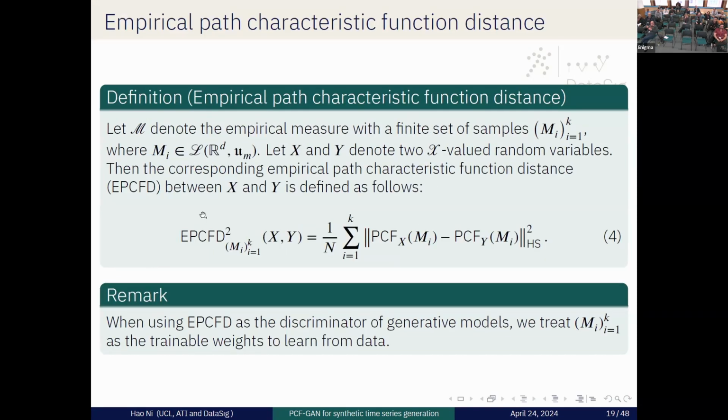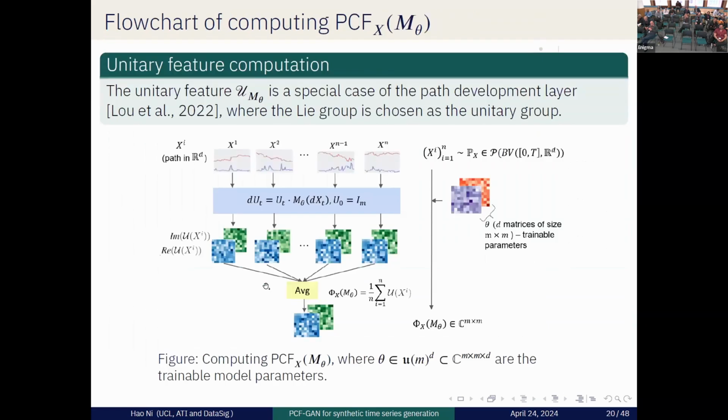Similar to before, we will use the empirical measure to approximate this random variable by a finite set of samples. It's a collection of M_i, and this collection of M_i are the model parameters associated with this PCF distance, and need to be learned from the data.